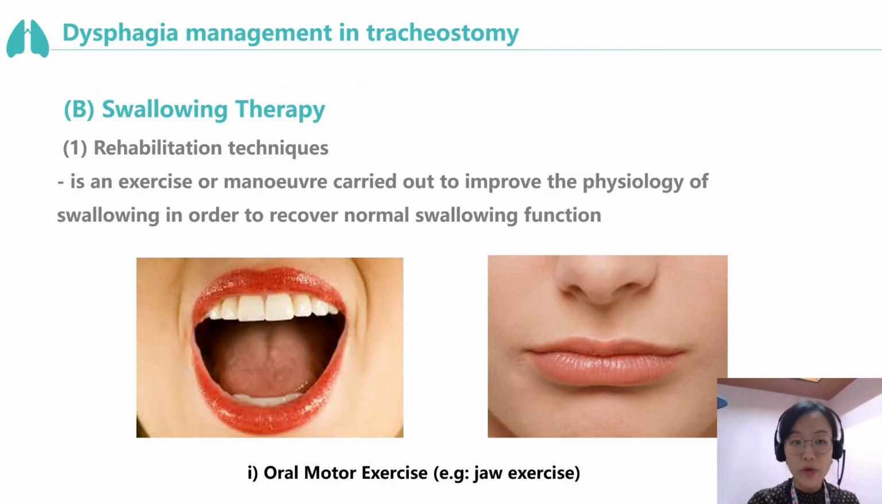So based on the swallowing assessment, we will give the swallowing therapy. And our swallowing therapy is mainly either rehabilitation techniques or compensatory strategies. So a rehabilitation technique is an exercise or maneuver carried out to improve the physiology of swallowing in order to recover normal swallowing function. So if in the bedside assessment, in the oral motor examination, we find that this patient cannot open the mouth in an adequate range of motion, we will do a jaw exercise.